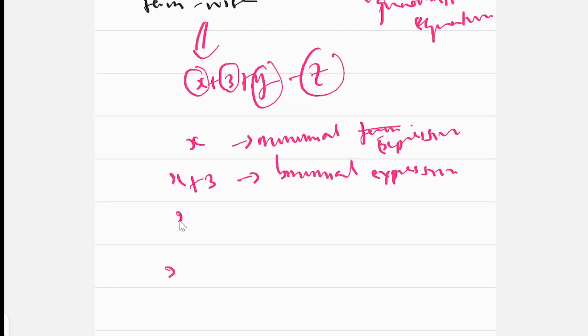When you have a 3-term expression, how many terms is that? That's 3 terms: 1, 2, 3. Then we call it a trinomial expression. I hope you understand now. And when you have 4 or more than 4 terms, we call it a polynomial.